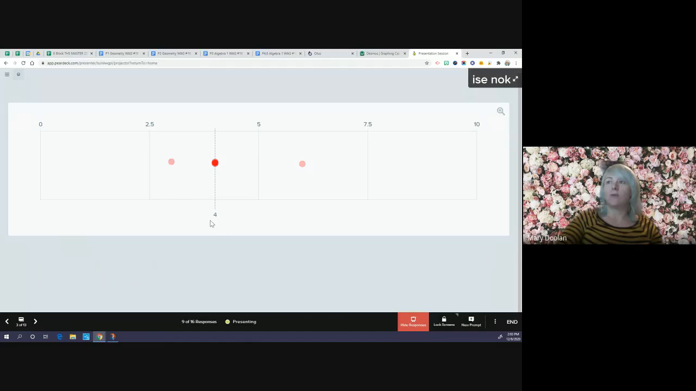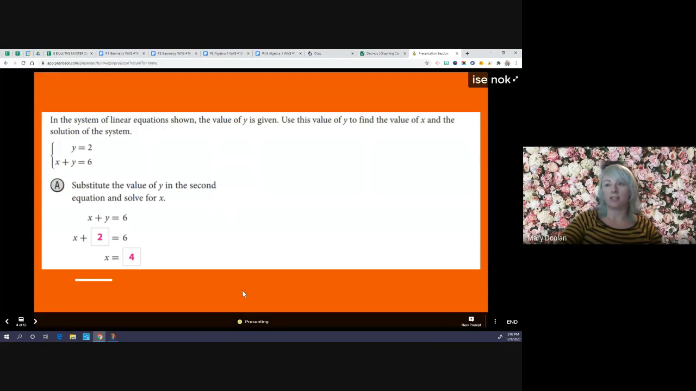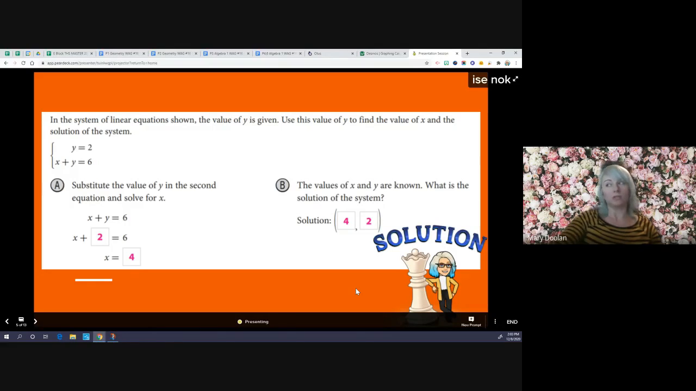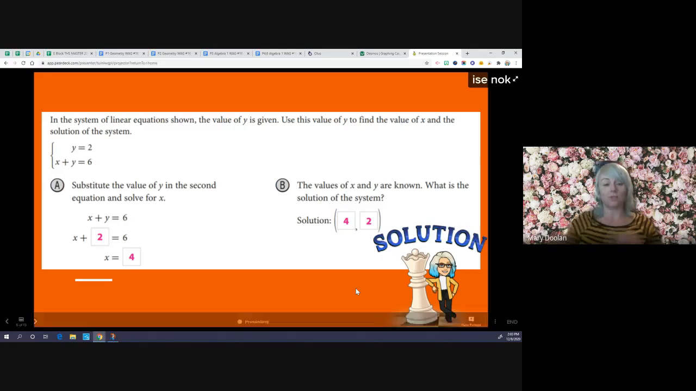Let's see. 4 is the overwhelming winner here, and that is correct. The answer is, in fact, x equals 4. Right? So at this point, I now know that y is 2 because it was given to me in the beginning, and I know that x is 4. So that's the solution. The solution is what x equals and what y equals, and I write it as an ordered pair. Because if I was to graph these two equations, they would actually intersect at the ordered pair 4, 2.